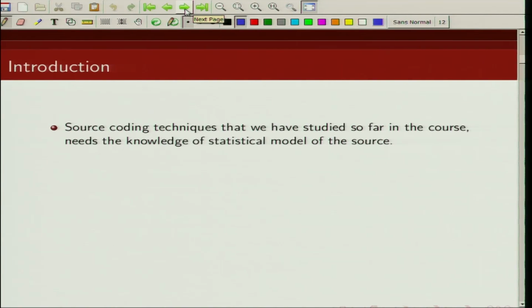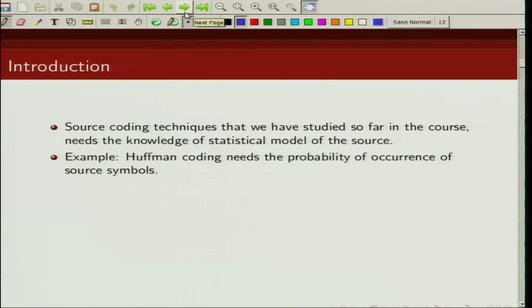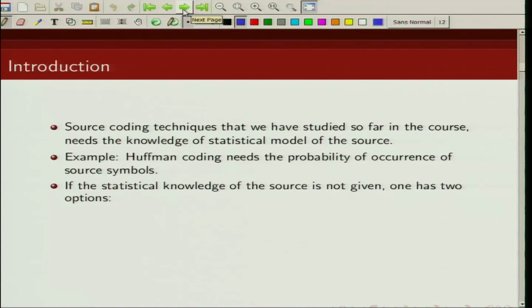So as I mentioned, the source compression algorithms that we have talked about so far, take Huffman coding, Tunstall coding, Shannon-Fano codes, they all require a priori knowledge about the source distribution. If you do not have that knowledge about the source distribution, you cannot do source compression optimally. So many times we do not have that information available with us.